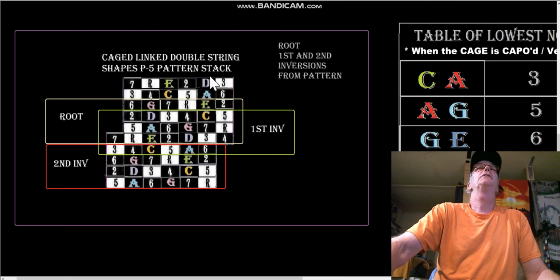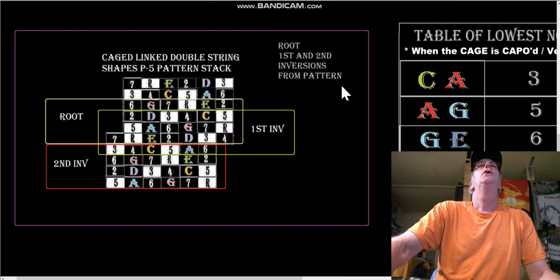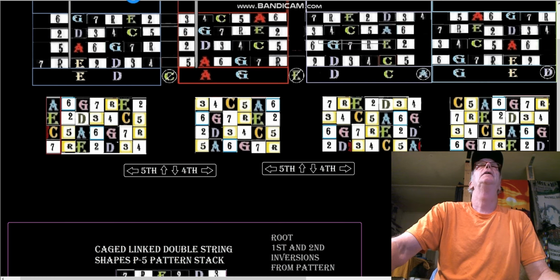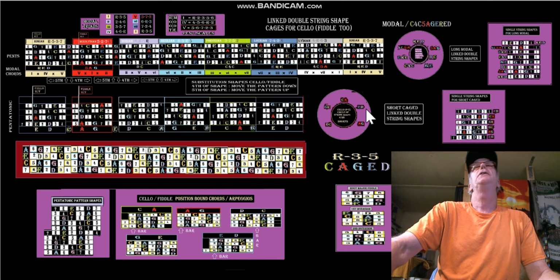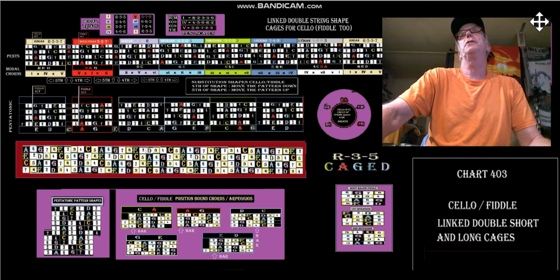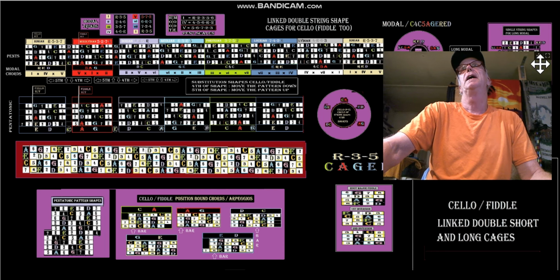Cage link double string shapes. Okay, so that is what's going on with the inversions, but as you know, another thing I want to show you is the chart before, chart 403: cello, fiddle, link, double short, and long string cages.